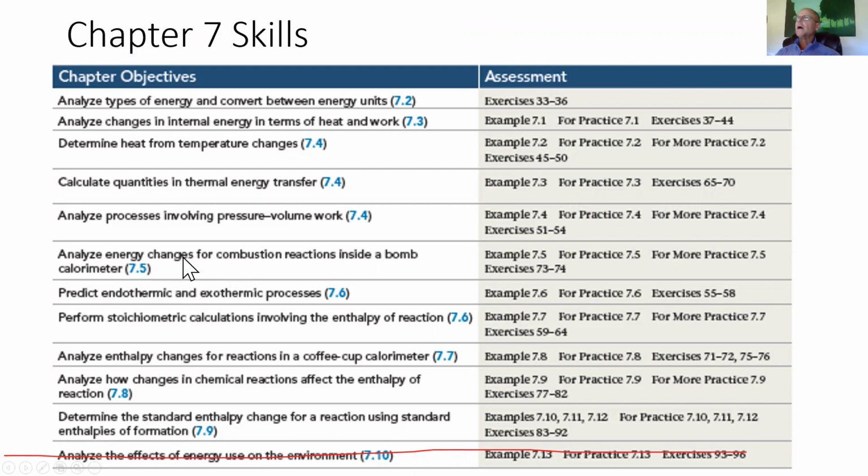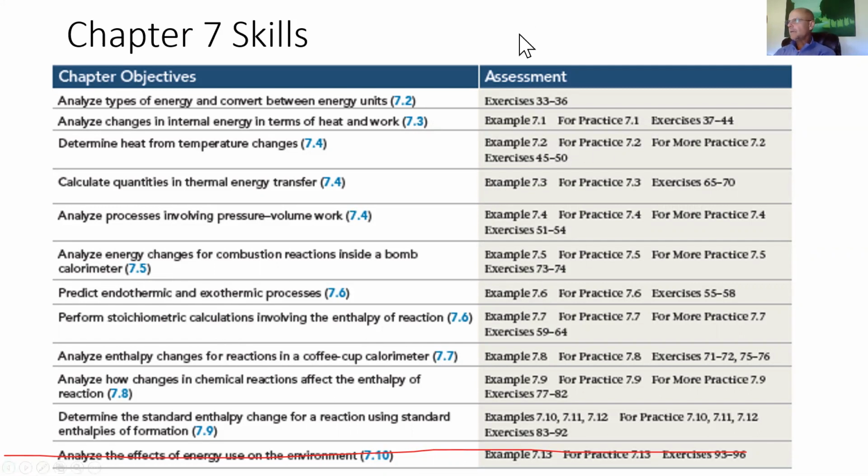Where were we? Analyze energy changes for combustion reactions inside a bomb calorimeter. So for a bomb calorimeter, be able to calculate delta E. Predict endothermic and exothermic processes. What I mean by that is just know the difference between them. Perform stoichiometric calculations involving the enthalpy of reaction.